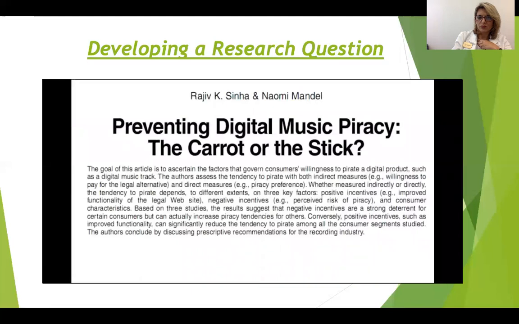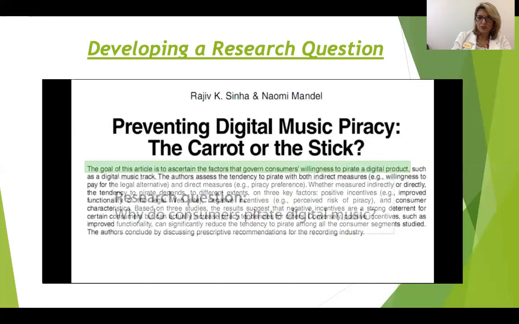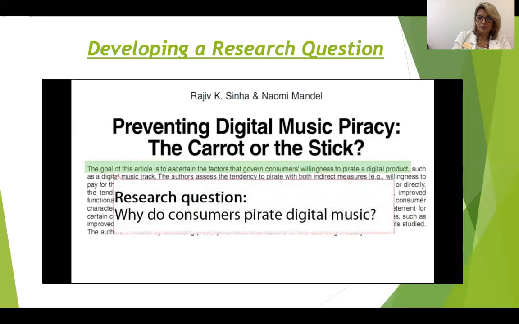In this article, the authors state the goal of their article: to assess the factors that make people willing to pirate digital music. They don't tell us what their research question was, but based on their goal, we can assume they had one, and it was something like, why do consumers pirate digital music? You'll almost never be asked specifically to create a research question as part of a research paper, but you should always start with one anyway.